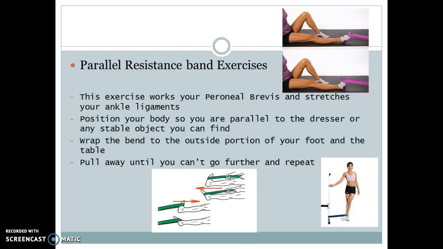Without moving your knee, bring your foot in towards your body and away from the table. And the third exercise is the parallel resistance band exercises. This exercise works your peroneus brevis, the muscle that I mentioned earlier, and it stretches your ankle ligaments. Wrap the band to the outside portion of your foot and the table. Pull away until you can't go further and repeat. This is of course the exercise that you should do after you are up to 90% recovered.